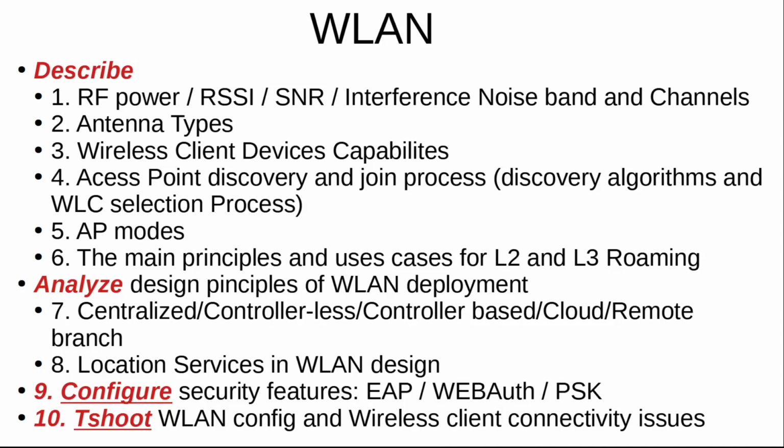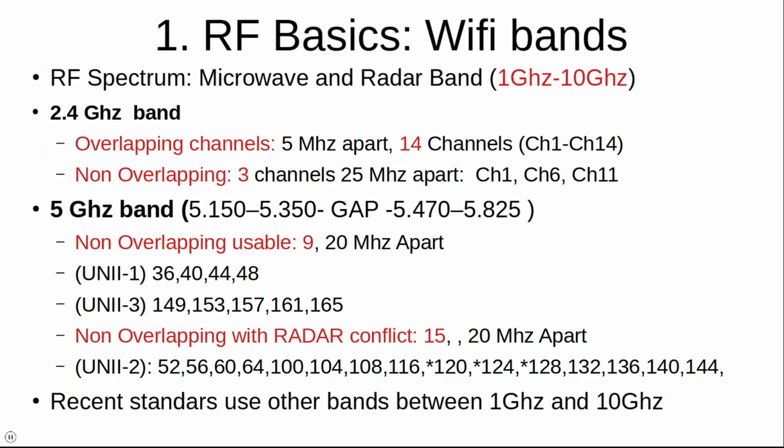This is a wireless chapter for the Anchor exam. It covers a lot of ground. First, you will have to describe a lot of radio frequency terminology. Then you will have to describe what kind of antenna types are out there, the wireless client device capabilities, your access point discovery and join process, the access point modes, the layer 2 and layer 3 roaming scenarios, deployment types of your wireless LAN, and the location services.